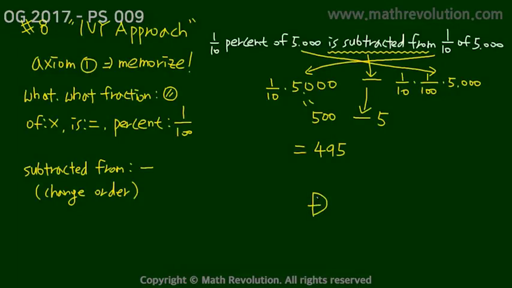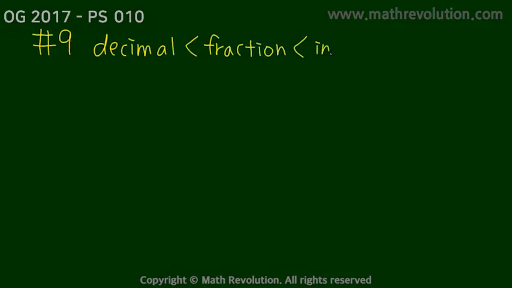Remember how we use the axioms of the Ivy approach. Make sure you memorize these fundamental set of rules. We're on question number 9 of the Official Guide 2015. Right, so when calculating questions, we need to remember that decimal figures are harder to calculate than fractions. And fractions are harder to calculate than integers. So to make the calculations more simple and easy, we need to convert the numbers, if possible, to fractions or to integers.